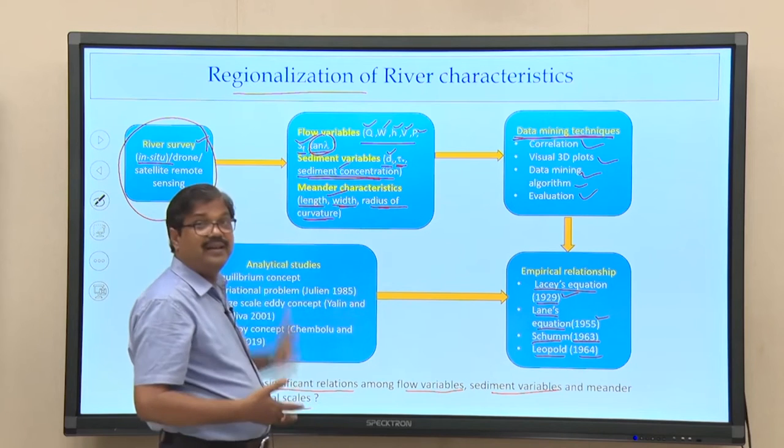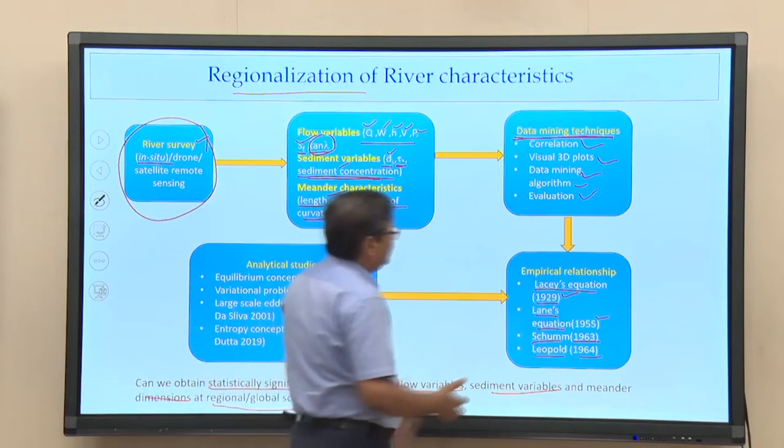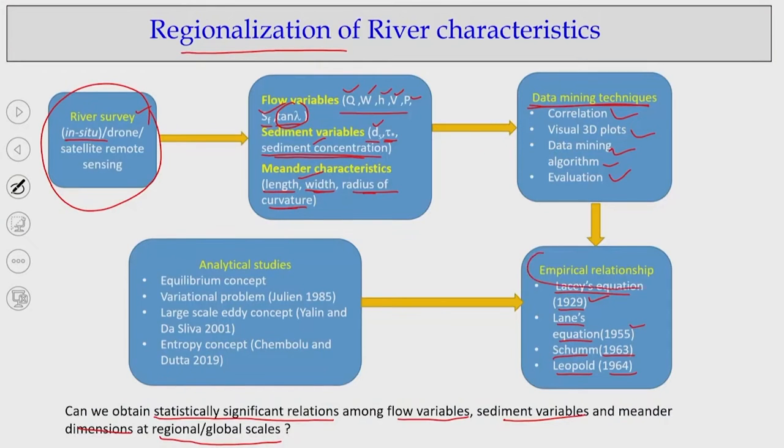And we try to integrate it either at the regional scale or the global scale, try to look at whether we can establish an empirical relationship between dependent variables and independent variables of a river system. If you look at that, this river behaves differently. There is a concept of equilibrium, which is the Lenz concept or the Lacey's equations concept, which will come up.